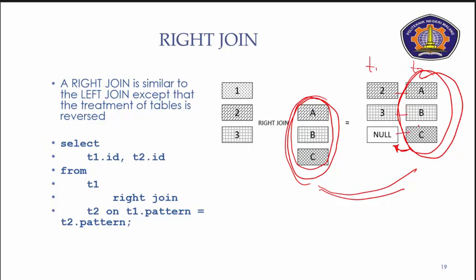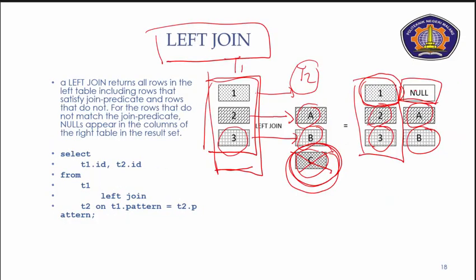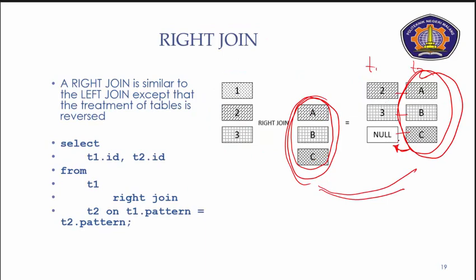Okay, so that is just the difference. This one is left join, the null is here, and the other one is right join, the null is here. But all the data from the right table will appear in the right join. The statement format is the same as left join, we just need to change it into right, and the result will be different like this.